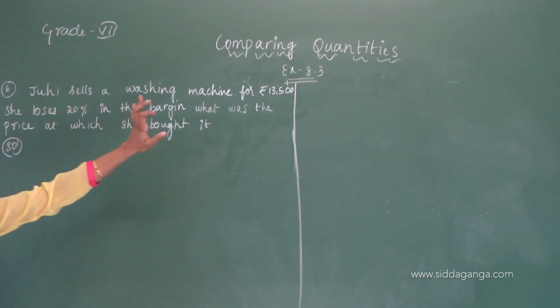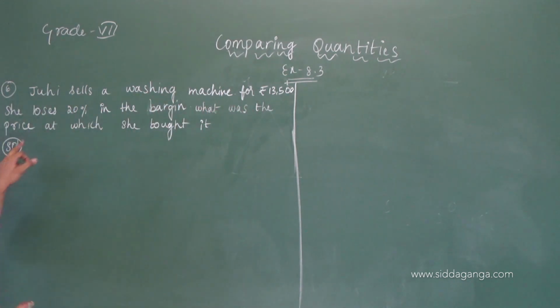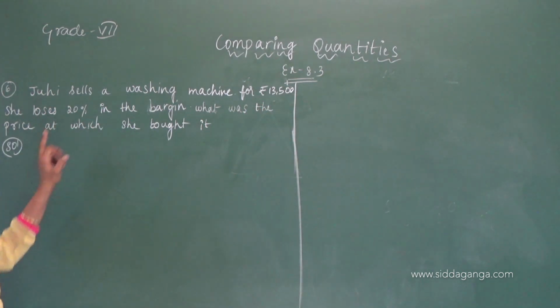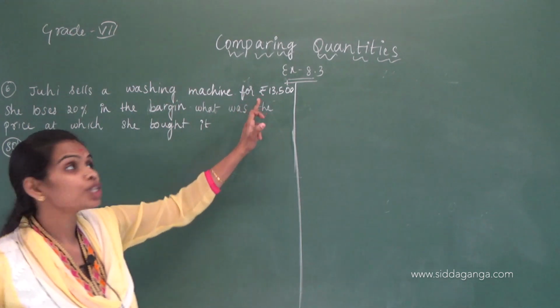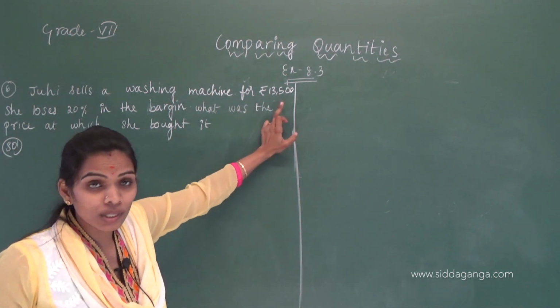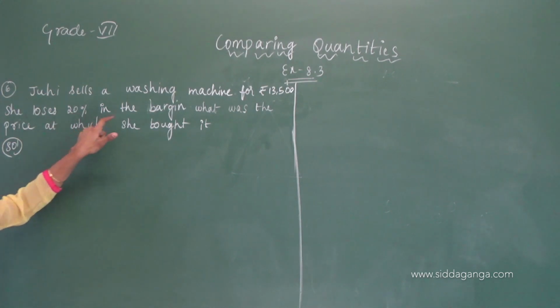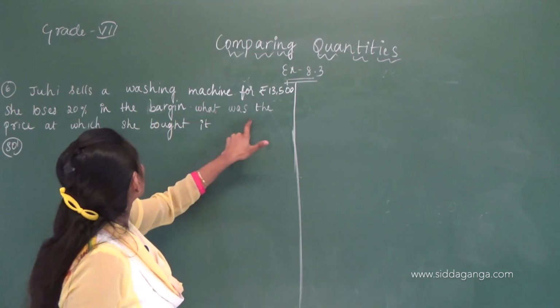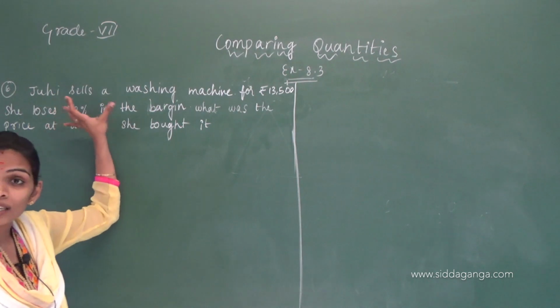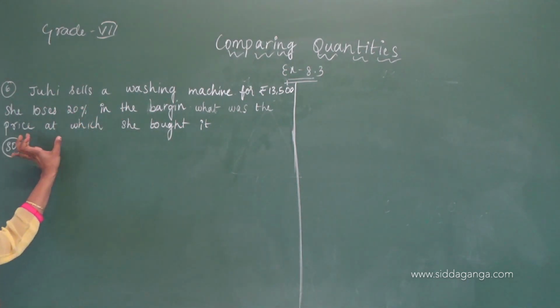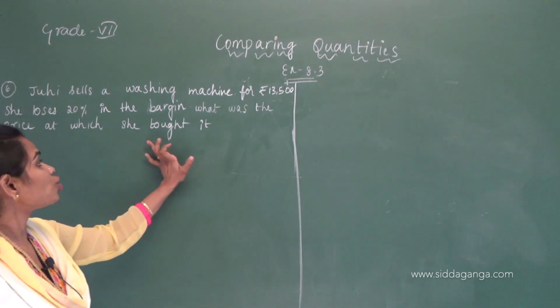Juhi sells a washing machine for rupees 13,500. She loses 20% in the margin. How much percentage did she lose in the transaction? It is 20%. What was the price at which she bought it?